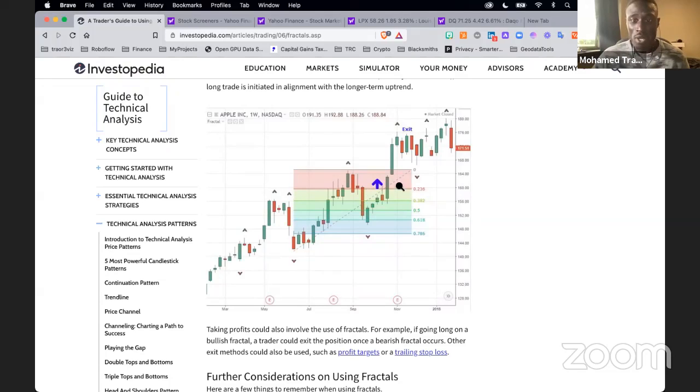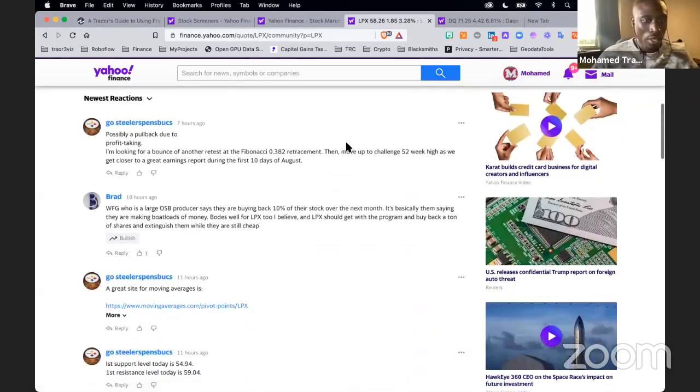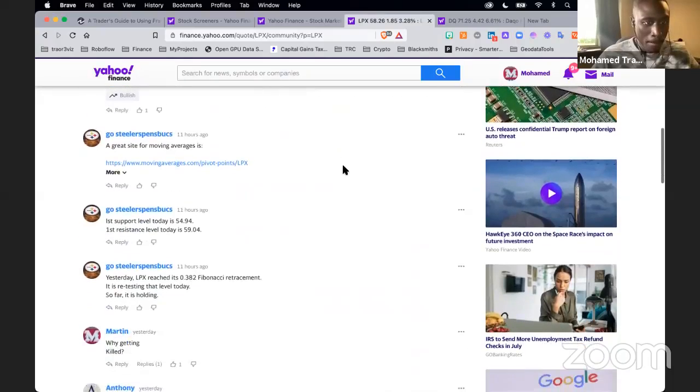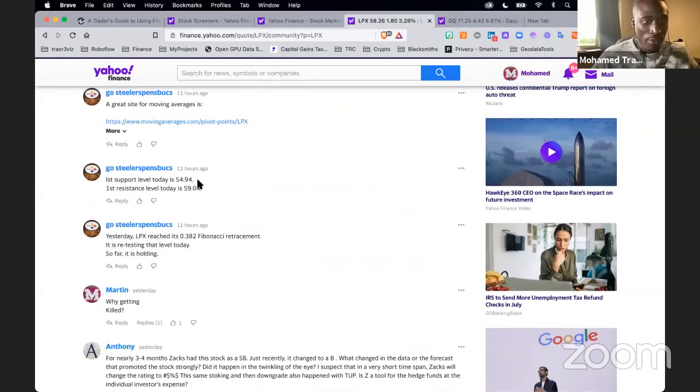So you could draw those Fibonacci lines. Of course, these would be reversers. You'd have 0, then 0 here, then 0.236, 0.382, 0.5, and so on and so forth. I know I went into that a little bit, but let's get back on it here. First support level today, 54.94. Just looking off the chart, not even making the lines, I already knew.